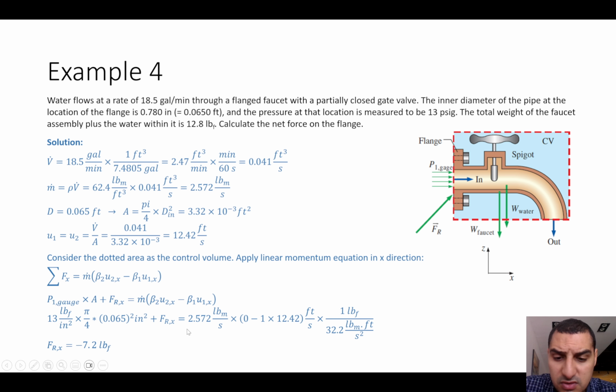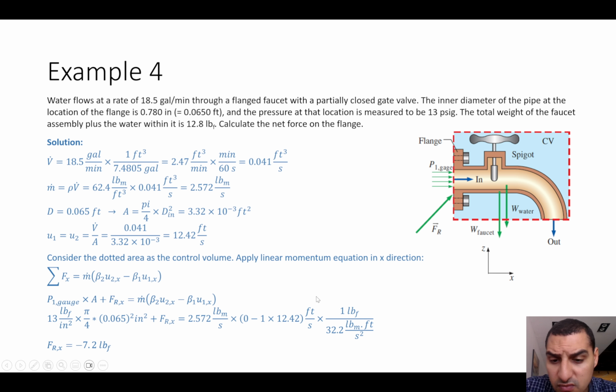So this is just substitution. This is the mass flow rate. This is for the velocity. We have the velocity here, it's already known to be what we calculated here, 12.42 feet per second. But we don't have any exit velocity in the x direction. This is in the z direction. So the exit velocity is 0. That's why we put it as 0, and we put it as 12.42.